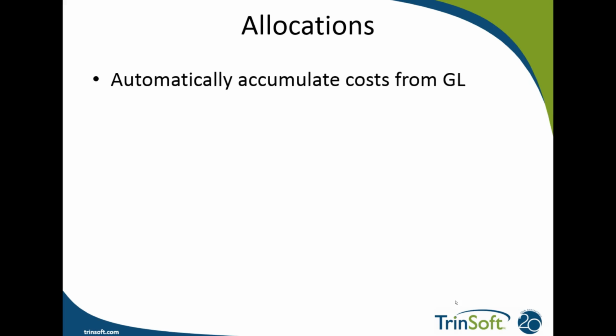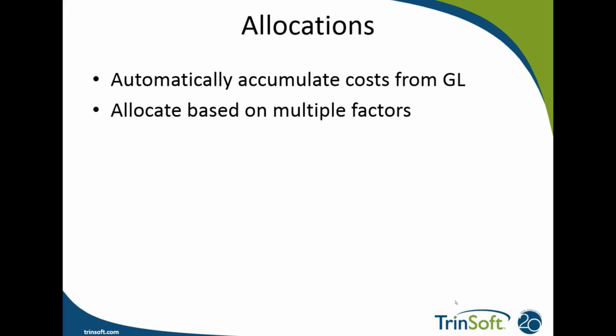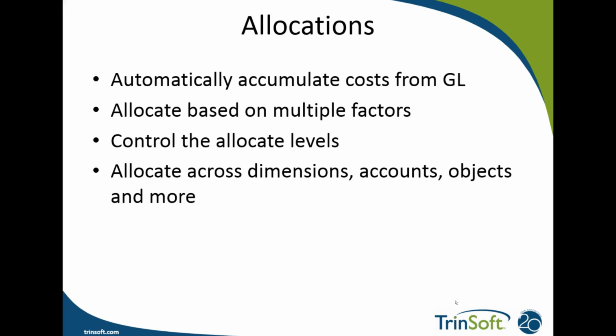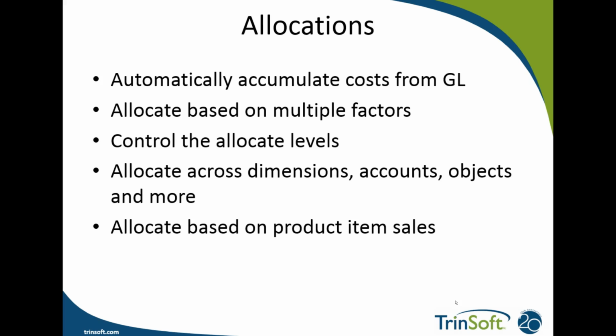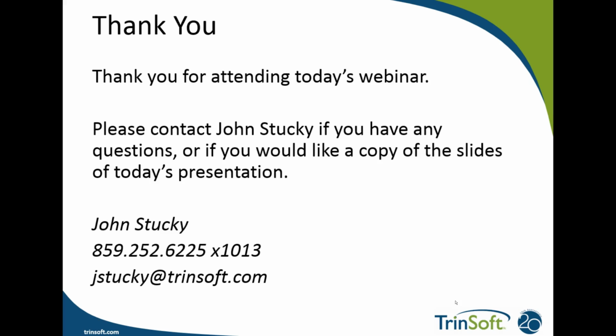One of the core features of the system is the allocation process, or allocations. It will automatically accumulate costs from your general ledger. You can allocate based on multiple factors and multiple levels, and you can control the levels. I believe you can have up to 99 allocation levels. You can allocate across dimensions, accounts, objects, and more. And you can allocate, as we mentioned before, based on actual unit shipments.